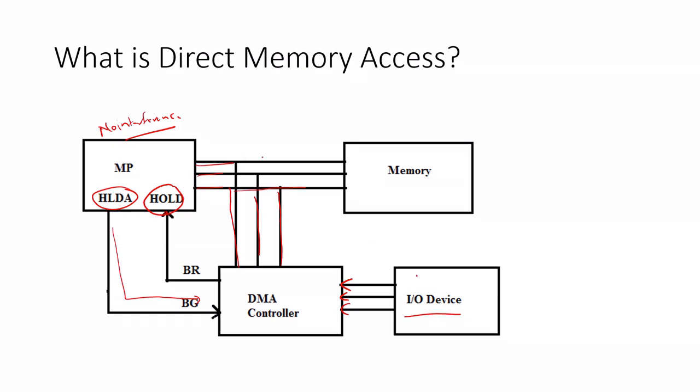The DMA controller uses the address bus to specify the memory location and the data bus to transfer the data. Then after the data transfer is complete, the DMA controller releases the HOLD signal, allowing the CPU to regain control of the system buses and resume its operations. The CPU can then continue executing its instructions without having been significantly delayed by the data transfer.